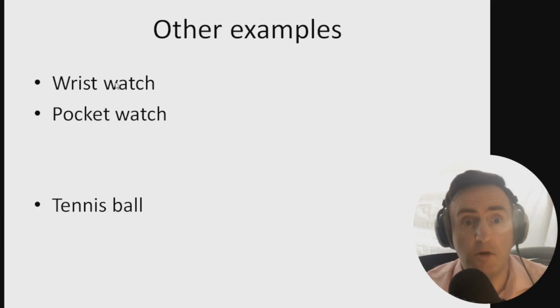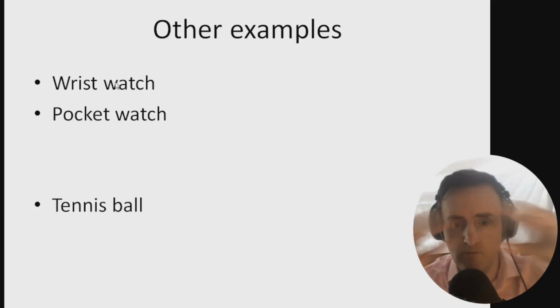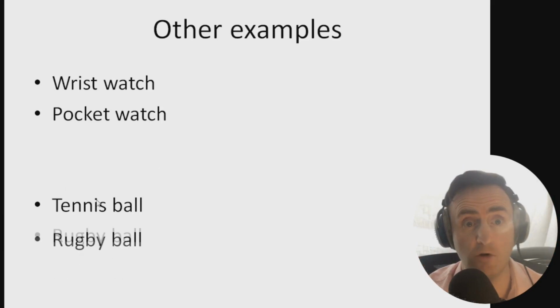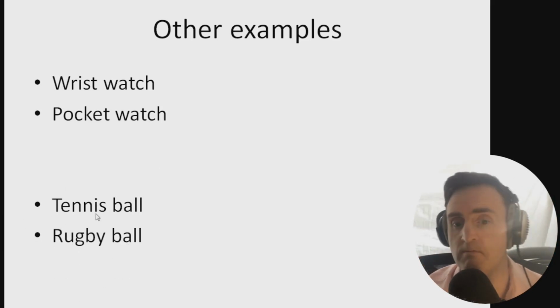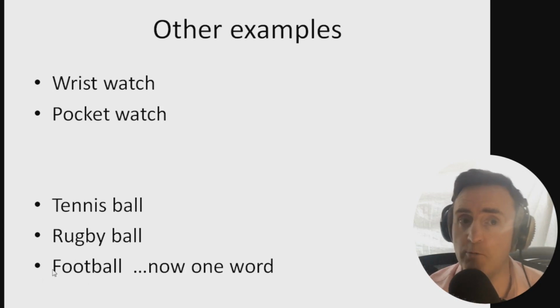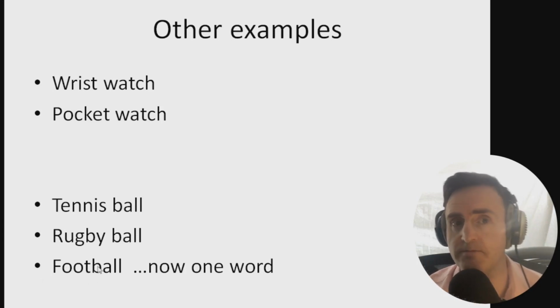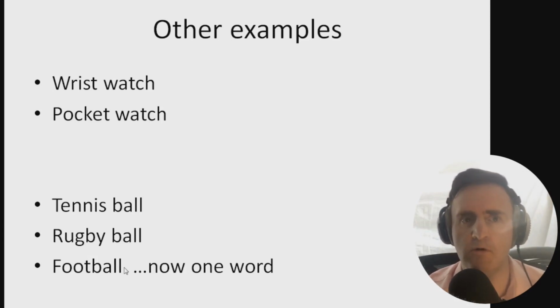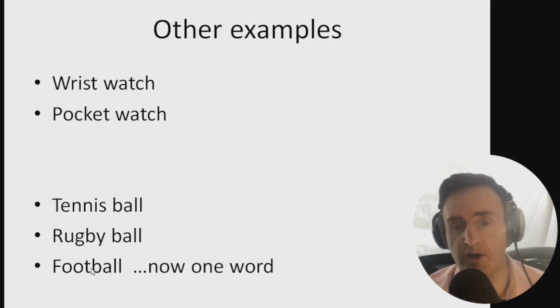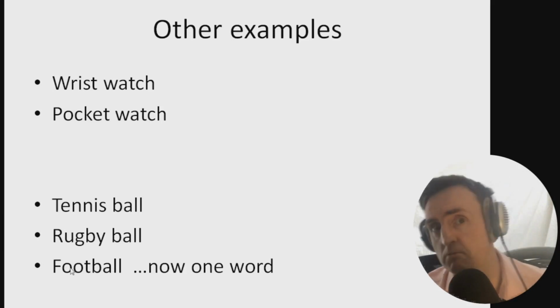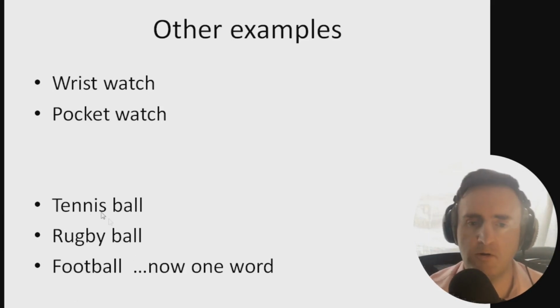Let's look at a ball. So you can have a tennis ball, a rugby ball, or a football. Now, football is interesting because it seems to be one word. Over time, it's just become a single noun by itself. I guess it was just so common that it just became its own thing. So that's quite interesting. So I imagine originally it was foot ball. Now it's football. But you can still see it's two nouns together. There's just no space.